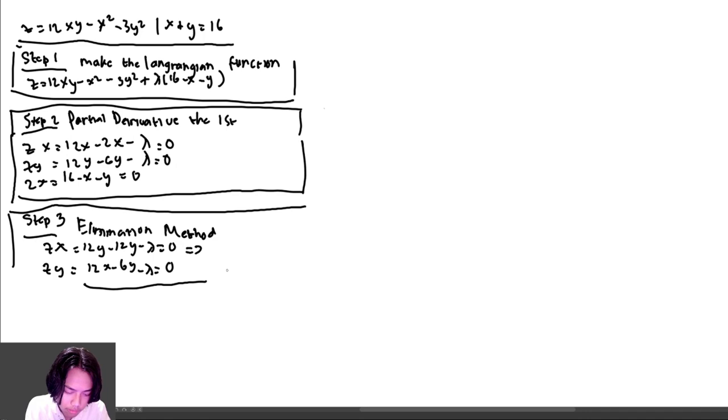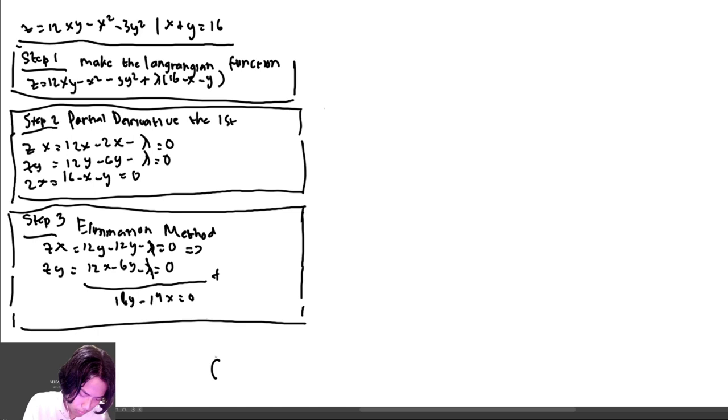Okay, so you found it: 18y minus 14x, the lambda is gone. Okay, so for this result we will also eliminate it with the first derivative for the lambda. This z lambda equals 16 minus x minus y equals 0.